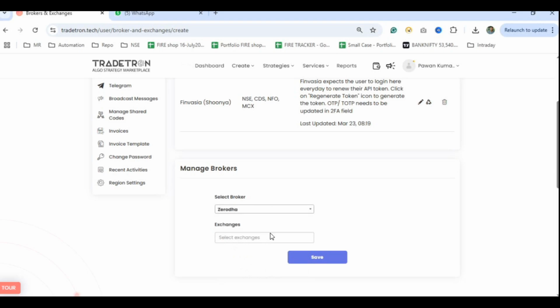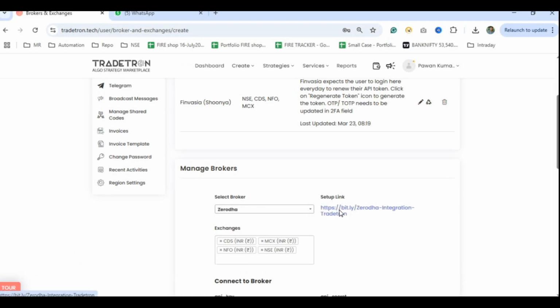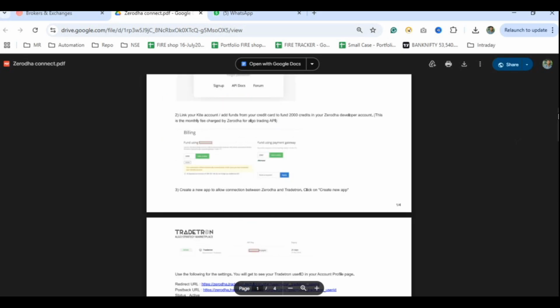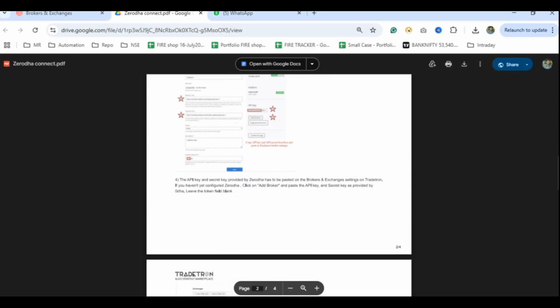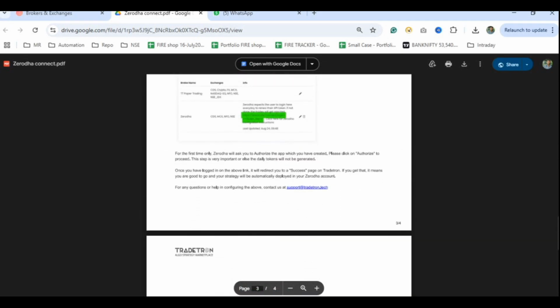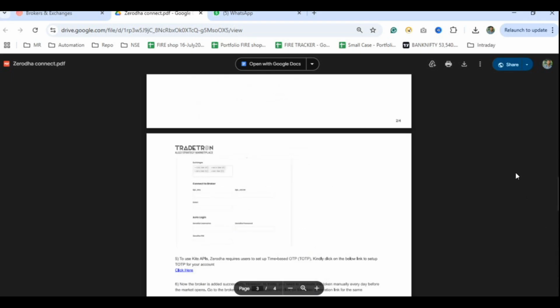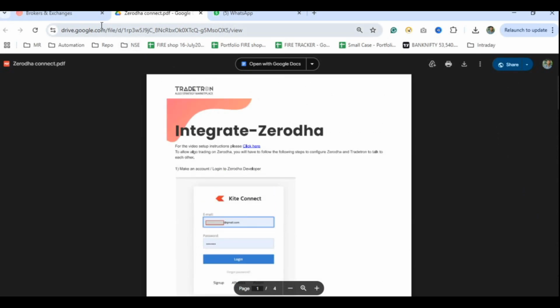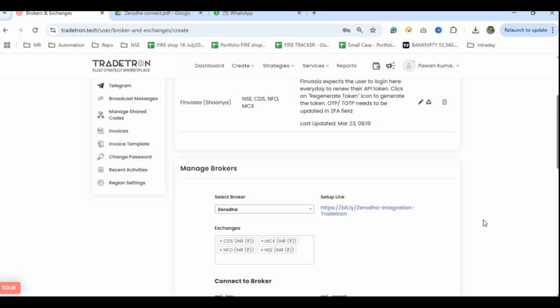Whichever broker you select, there is documentation given on how to connect with your broker. When you click beside the broker, you will see this documentation, step by step. They have clearly documented everything, so you just need to watch this. If you are not able to understand, there are many videos which show how to connect with your broker, and you can ask TradeTron support. They will tell you how to connect with the broker. Once you connect with the broker, you can start doing algo trading.